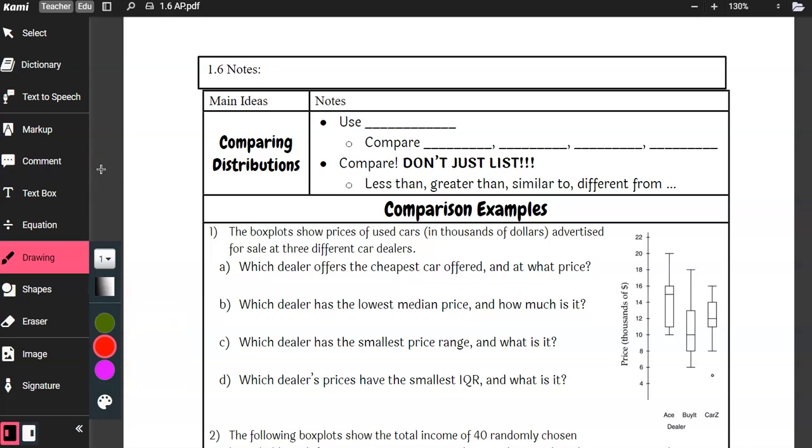All right, these are guided notes 1.6. Today's notes are about comparing distributions.